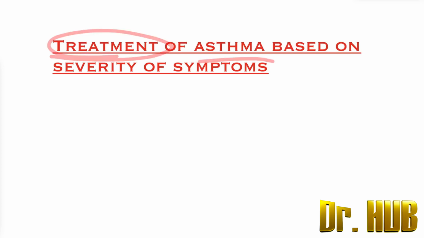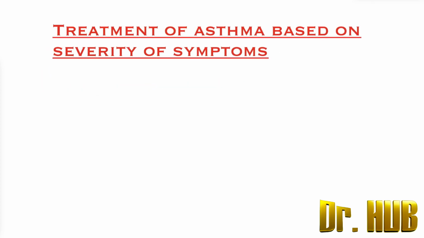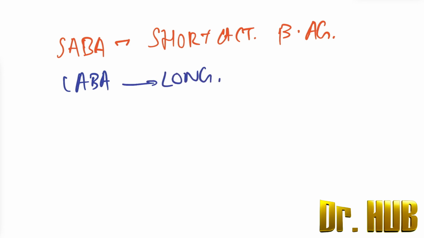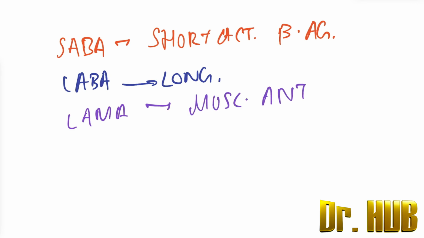Treatment of asthma based on the severity of the symptoms. So before we move ahead, let's look at the short forms we'll be using, the abbreviations. The first one is SABA. SABA stands for short acting beta agonist. LABA is the same, a long acting beta agonist. LAMA means long acting muscarinic antagonist. And OCS means oral corticosteroids.